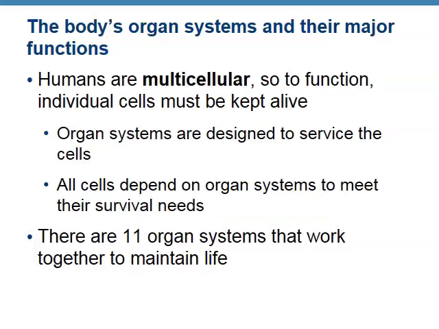So we need to make sure that we understand that humans are multicellular. We're made up of many different types of cells, so the individual cells have to be kept alive. So basically, these organ systems are designed to serve the cells which are doing the work for the organism. There are 11 organ systems that all work together to help maintain life.